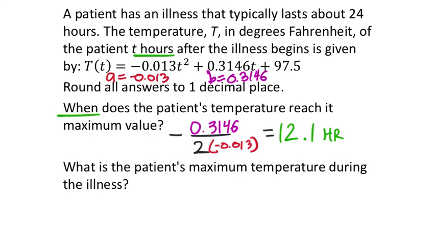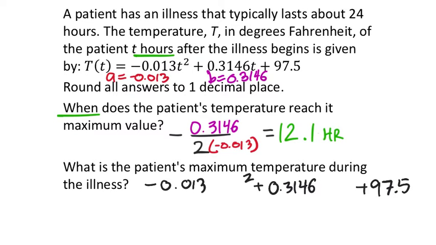The next question says, what is the patient's maximum temperature during the illness? Well, the maximum temperature has to happen at the time that it reaches the maximum temperature, which is 12.1 hours after it begins. So that means that in the function, negative 0.013 t squared plus 0.3146 times t plus 97.5, instead of t's, now I know the time is going to happen at 12.1 hours. So I just replace those t's with 12.1.